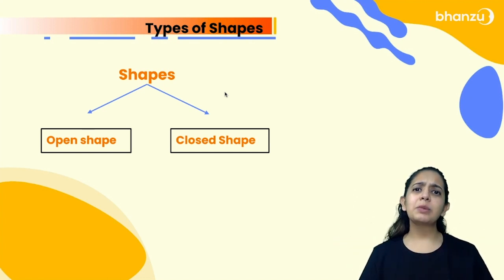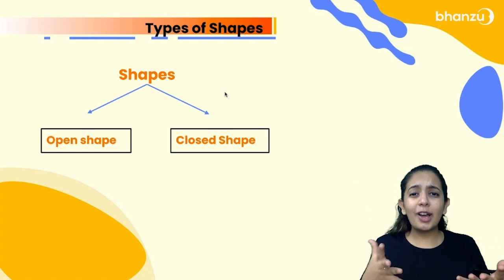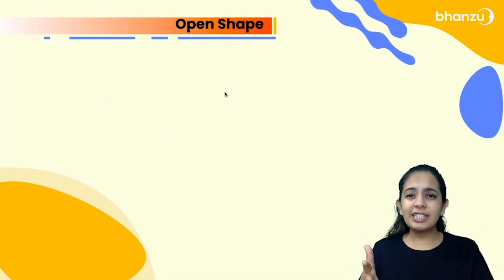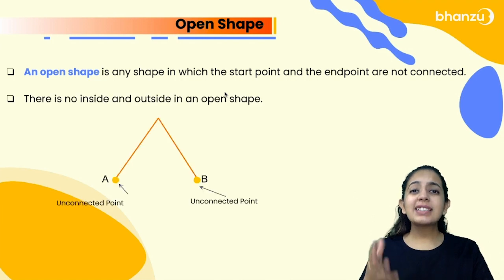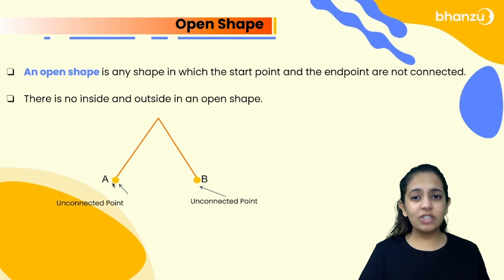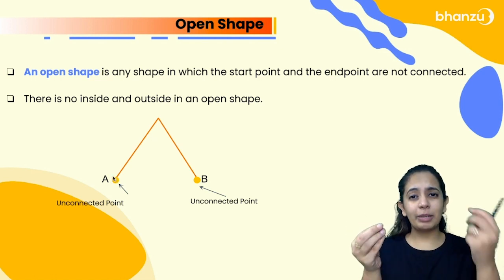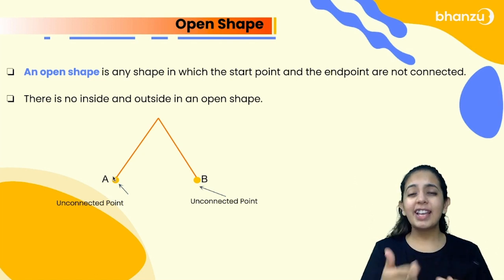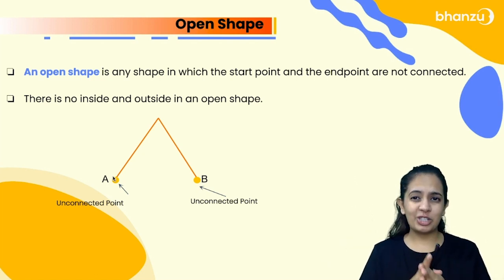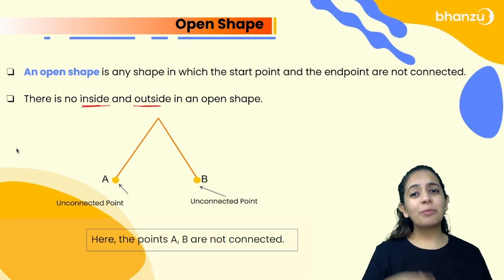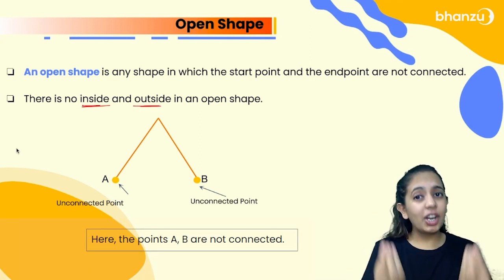But for that you must be wondering, ma'am, tell us what are open shapes, what are closed shapes. So my dear, open shapes are those shapes which have unconnected endpoints. So if you see in this shape, point A and point B are unconnected. They are not connected to each other, right? So therefore, this is an open shape. It has no inside, no outside. All because point A and point B are not connected.